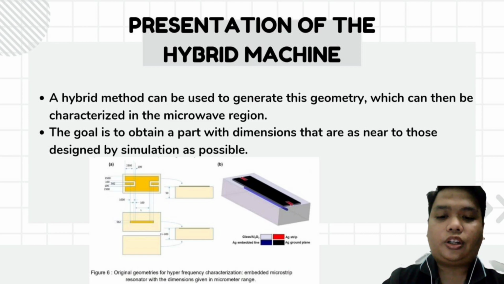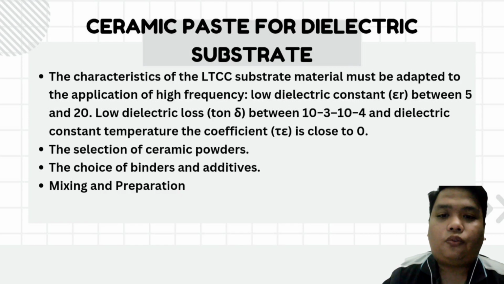The figure shows the linear geometry for the illustration of the microstrip resonator, with dimensions given in the micrometer range. For the ceramic paste for the dielectric substrate, the characteristics adapt to high frequency applications. First is a low dielectric constant between 5 and 20. Second is low dielectric loss between 10^-3 and 10^-4, and the temperature coefficient of the dielectric constant is close to 0.